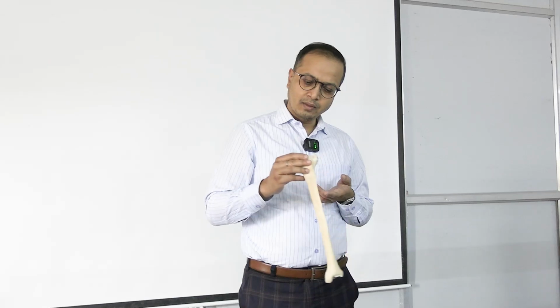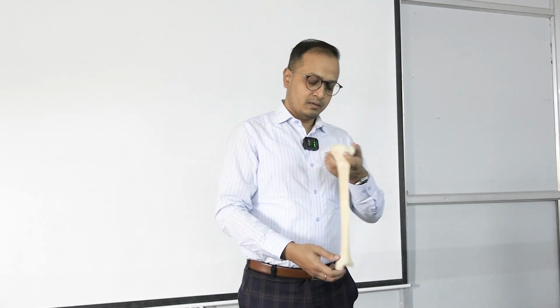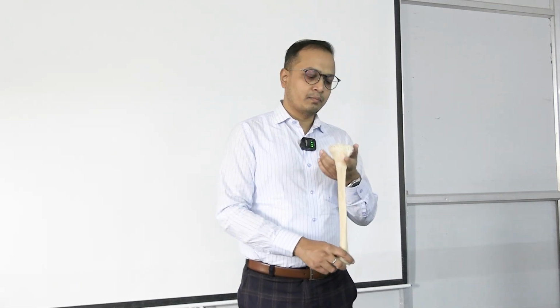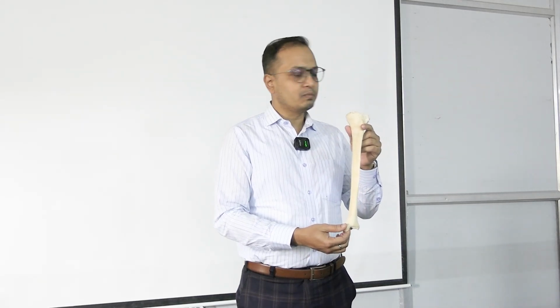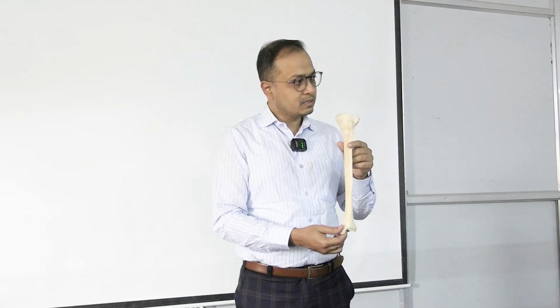So to summarize the identification points: upper end and lower end are identified based on the condyles. Condyles are above, and the lower end will be placed on the back side. Medial and lateral sides are identified by this particular feature, which is known as the medial malleolus. The medial malleolus will be placed on the medial side.